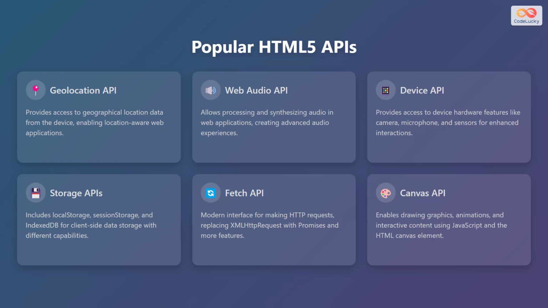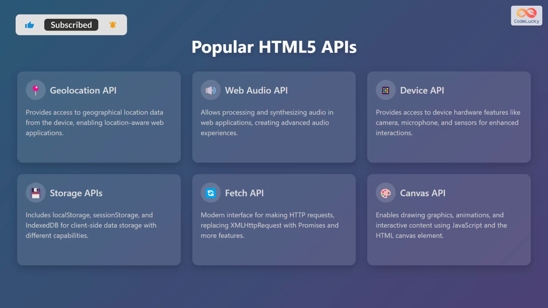Let's take a look at some popular HTML5 APIs. First, we have the Geolocation API, which provides access to geographical location data from the device, enabling location-aware web applications. Next is the Web Audio API, which allows processing and synthesizing audio in web applications, creating advanced audio experiences. The Device API provides access to device hardware features like camera, microphone, and sensors for enhanced interactions.